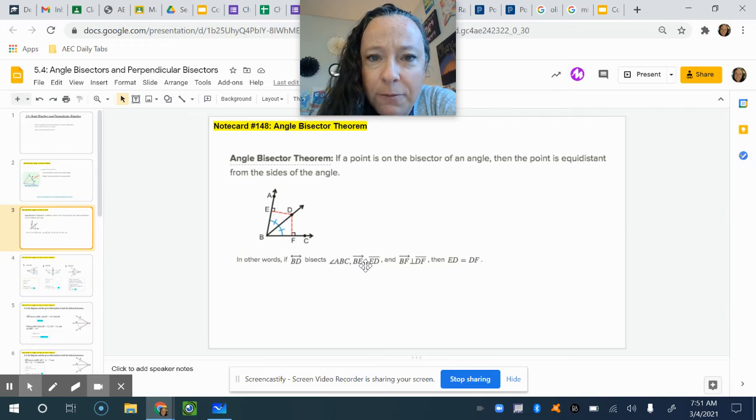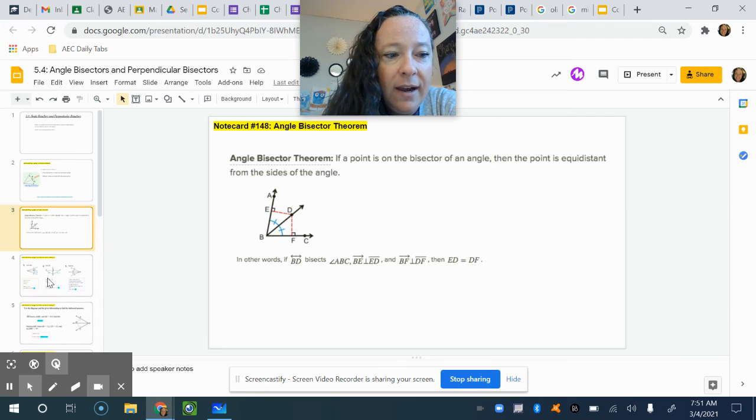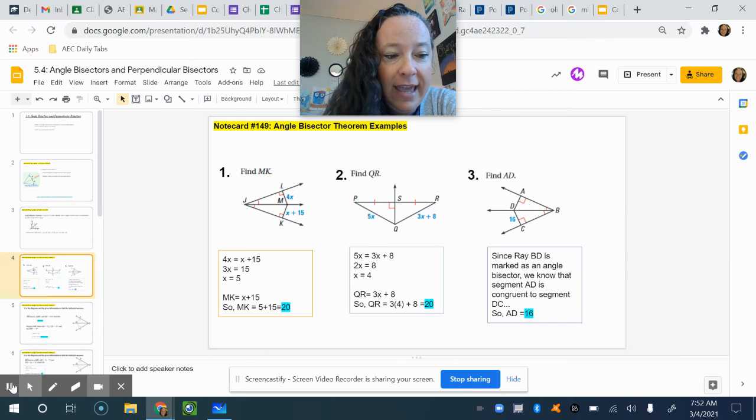And all of this is geometry jargon. It says BD bisects angle ABC. Ray BE is perpendicular to ray ED, or right here. That's just saying that we have to come up with a perpendicular distance, okay? It's a lot. Just basically know that this red line and this red line are congruent if you have an angle bisector.